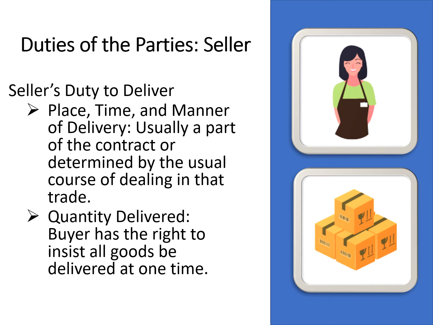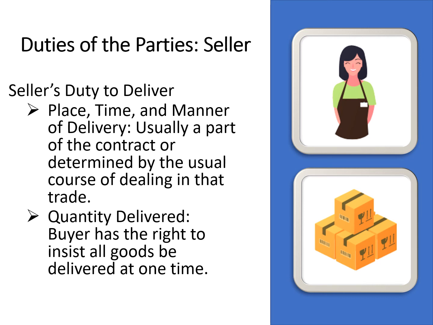Deliver in this sense does not mean ship. It does not mean the seller has to ship the goods to the buyer. Remember, we talked about that. The UCC does not impose a duty on the seller to ship. If you want shipping, that has to be in your contract. In this sense of deliver, we mean the seller has to make available the goods that have been purchased.